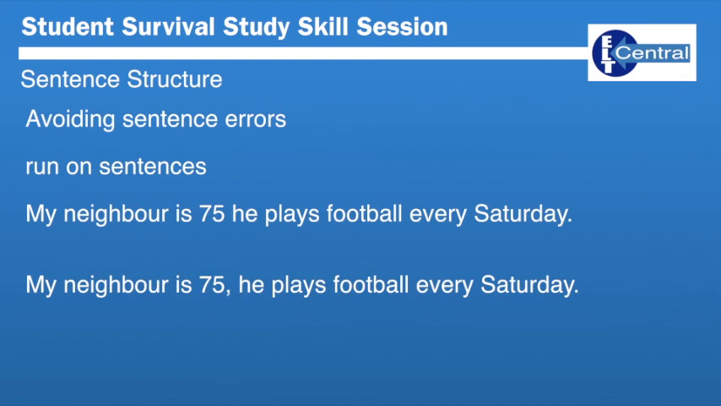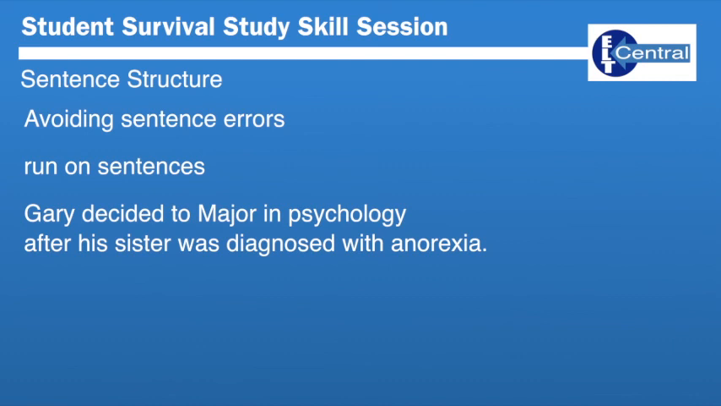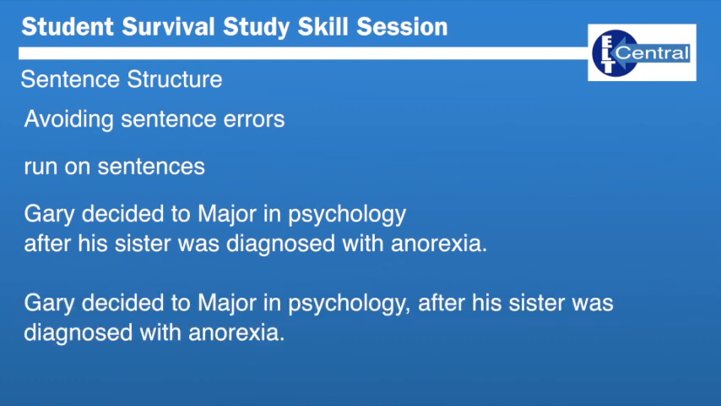And now if we move into a complex sentence with the same thing, Gary decided to major in psychology after his sister was diagnosed with anorexia. You can see here we've got a good sentence and then we've got an incomplete sentence. All right, so it's a dependent clause. So what we need to do is put the two together so that they're not fragmented. Gary decided to major in psychology after his sister was diagnosed with anorexia. There we've got a good complex sentence.